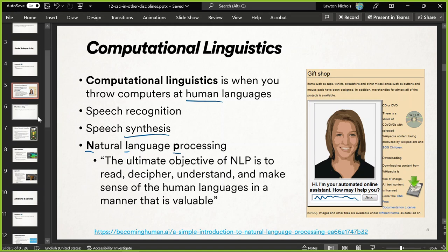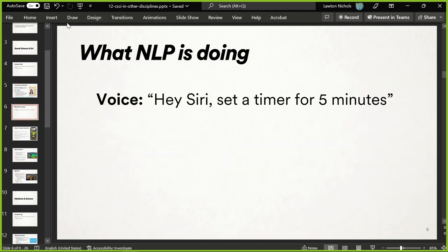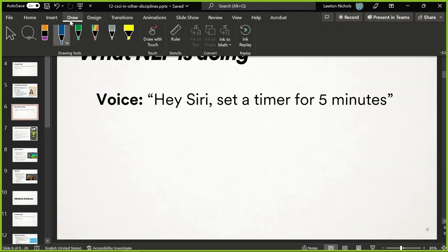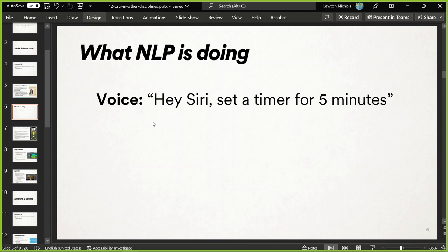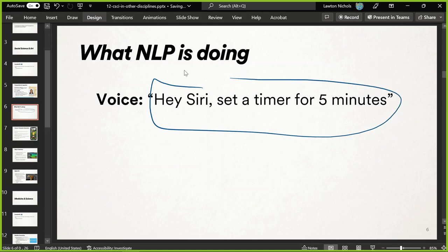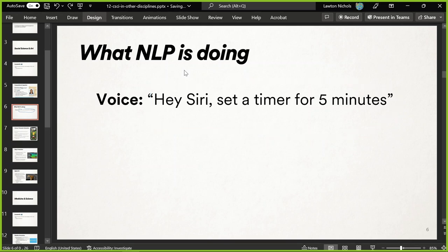Okay. So let me try and break down what natural language processing is doing. Let's use Siri as an example. That's my favorite example. So if you say, "Hey Siri, set a timer for 5 minutes," let's try and break down what happens, because Siri needs to do a lot of things. First of all, Siri needs to hear your voice. It needs to wake up, maybe you press the button, but Siri is not getting this text, right? It's getting sounds.